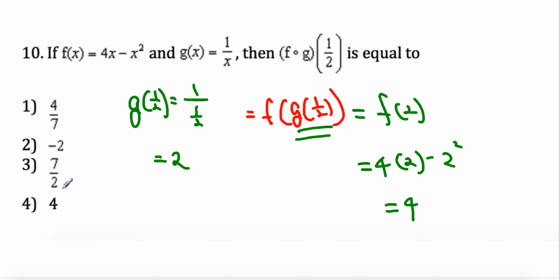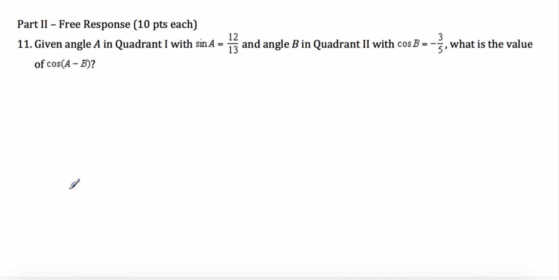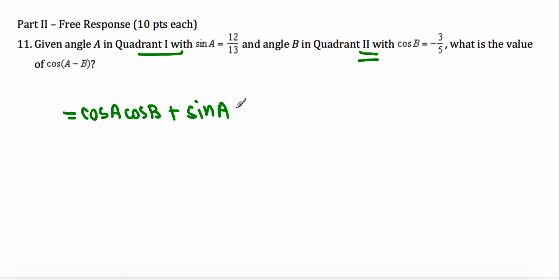Then we end up getting 4 becomes our answer, choice 4. Number 11. So here we have sine of A, and angle A is in quadrant 1, and B is in quadrant 2. Now, what is cosine of A minus B? That's equal to cosine of A times cosine of B plus sine of A and sine of B.